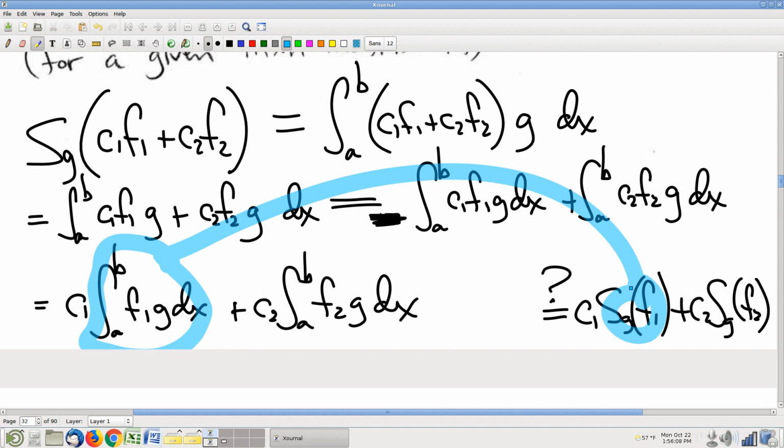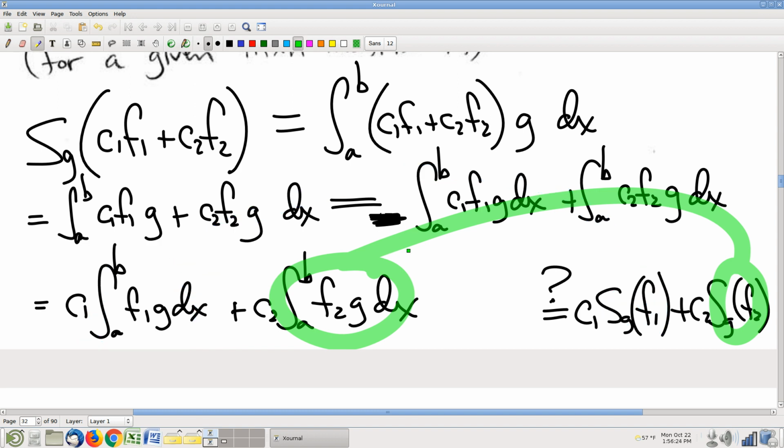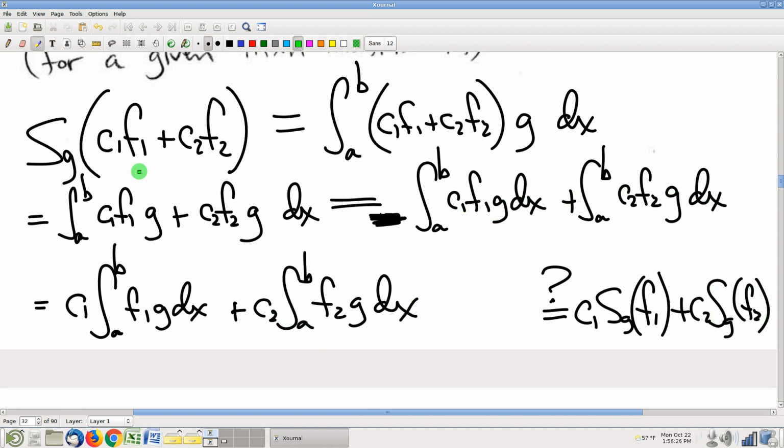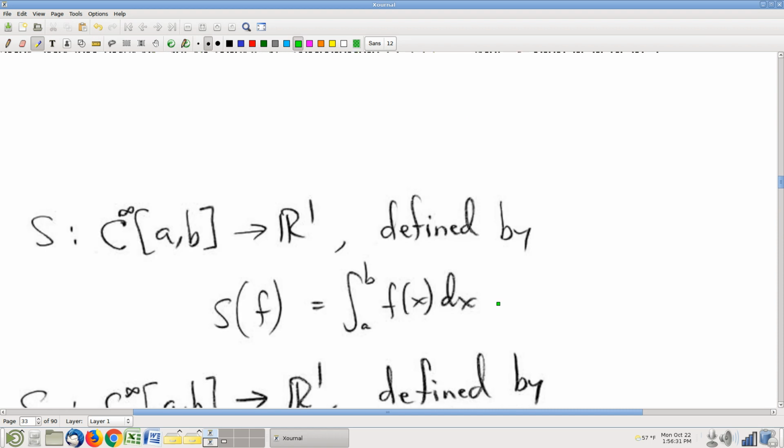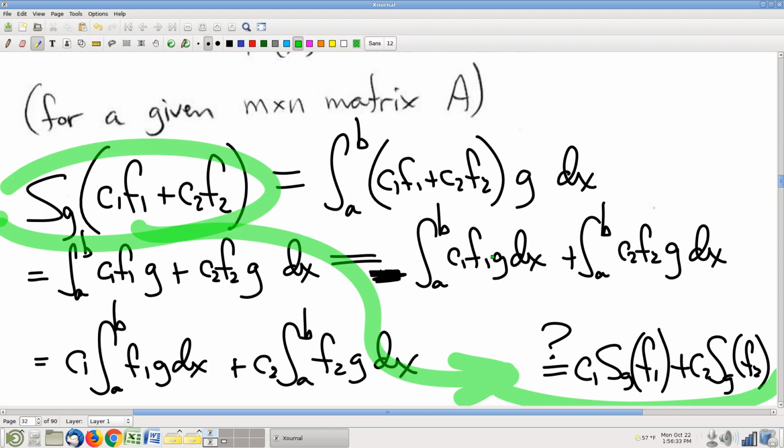And we're basically done, because notice that this is exactly the linear transformation applied to f1. What do we do to f1 here? Multiply by g, do the integral. That's what SG is. And this is the linear transformation applied to f2. So as I was hoping, linear combination in, linear combination out. It's a linear transformation.